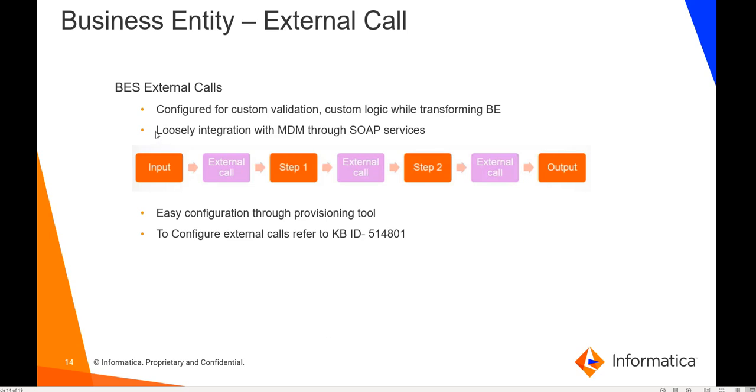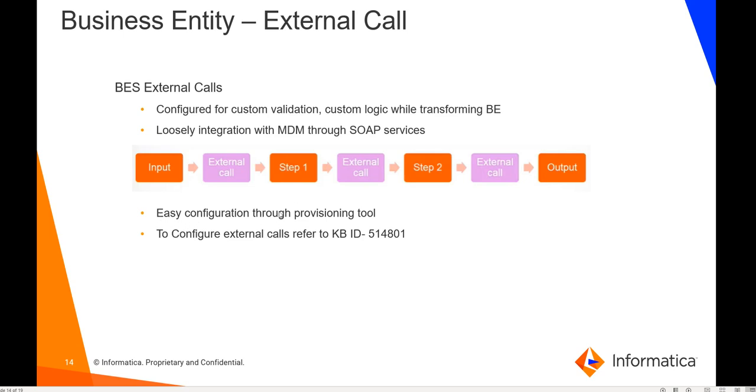So the idea is very simple: creating external calls. It is loosely integrated with MDM through SOAP services. You build your SOAP services and plug them in at a specific service phase. You see in the diagram, these are the entry points. Earlier we discussed that the business entity service calls are a chain of steps, so external calls can be plugged in at any point in between. You build your custom logic, deploy it as a SOAP service, and plug that custom logic into one of the service phases.